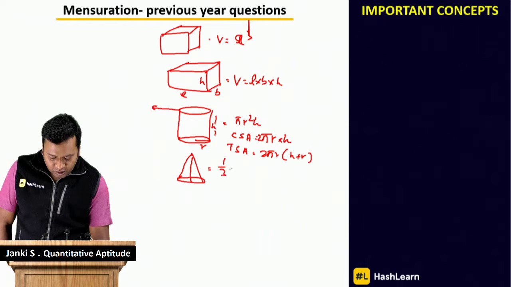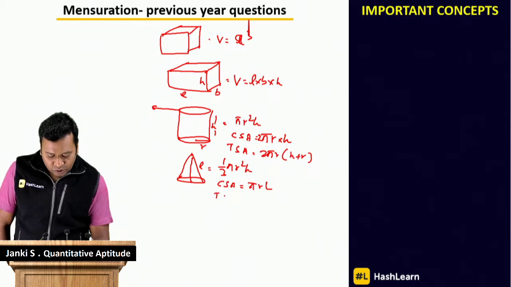Then the cone: volume is 1/3 of pi r square h. Curved surface area is nothing but pi r l, where l is the slant height. Total surface area is again pi r into l plus r, right.